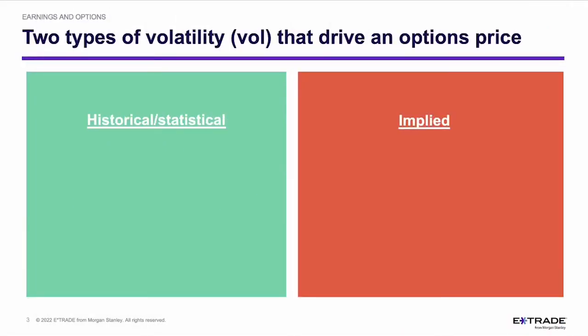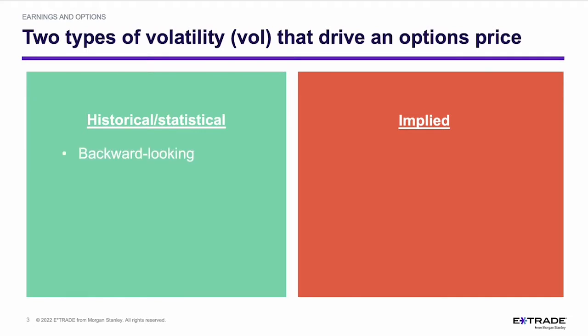There are two types of volatility. Often you'll hear me refer to it as vol. The two types of volatility that drive an option's price are historical and implied volatility. I'm just going to cover a few bullet points here, and then we'll dive into a little bit more detail as I go through the other slides.